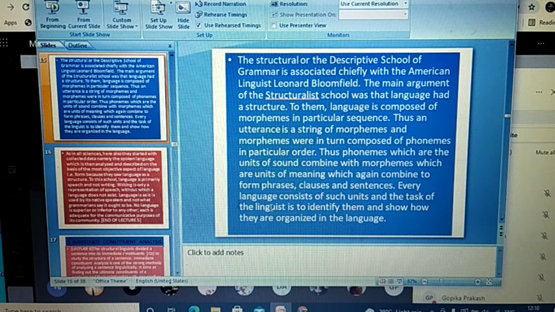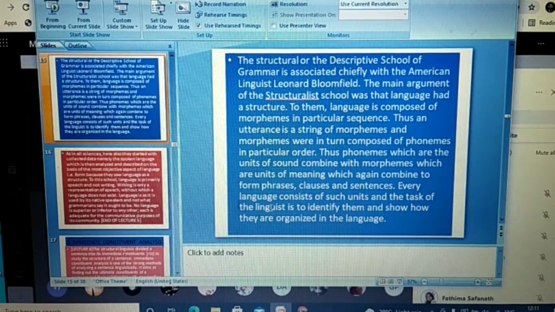All right. Okay, now remember, it's quite simple, and remember, I'm just reading out. There isn't anything confusing. You don't have to worry much, but you should know what traditional grammar is, what descriptive grammar is, how traditional grammar is different from descriptive. The structural or descriptive school of grammar is associated chiefly with the American linguist Leonard Bloomfield. Okay, remember the name of Leonard Bloomfield. The main argument of the structuralist school was that language had a structure.